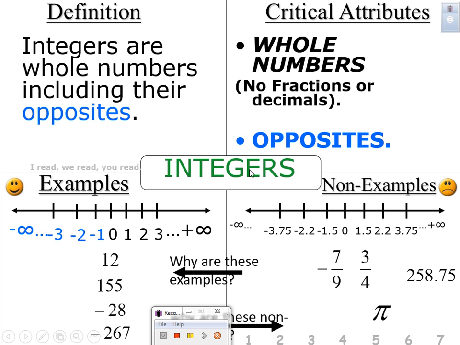What are integers? Whole numbers and their opposites. Very simple? Yes, Mr. Q.